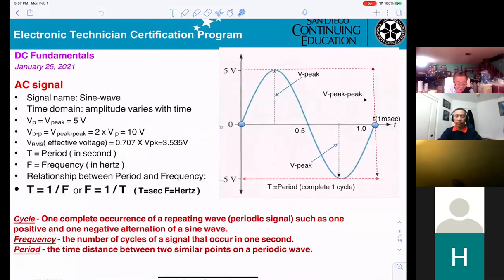And the amplitude here varies with the time, so that's why we call it the time domain. You get two domains. One will be the time domain and another will be the frequency domain. Right now, we're on the time domain. Basically, let's try to get some definitions.